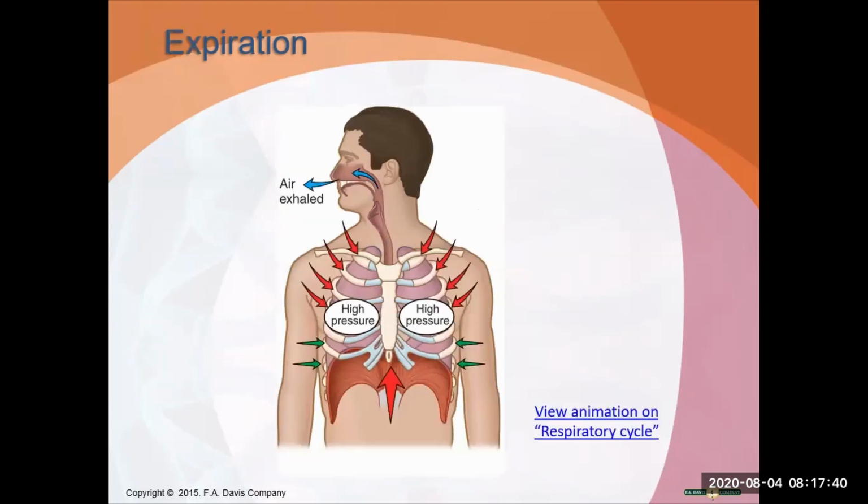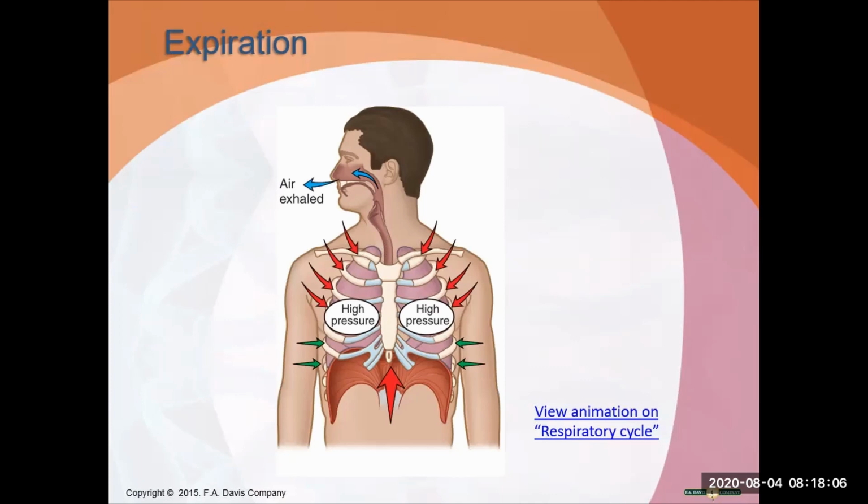Expiration. The diaphragm and external intercostal muscles relax, and the thoracic cage springs back to its original size. The lungs are compressed by the thoracic cage. Intrapulmonary pressure rises. Air flows down the pressure gradient and out of the lungs.